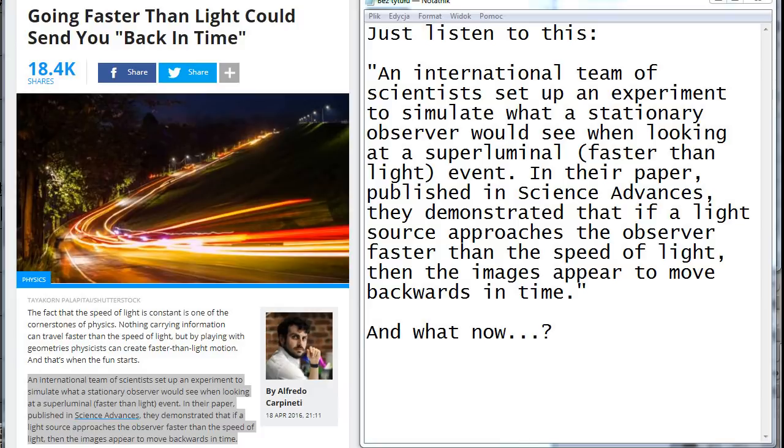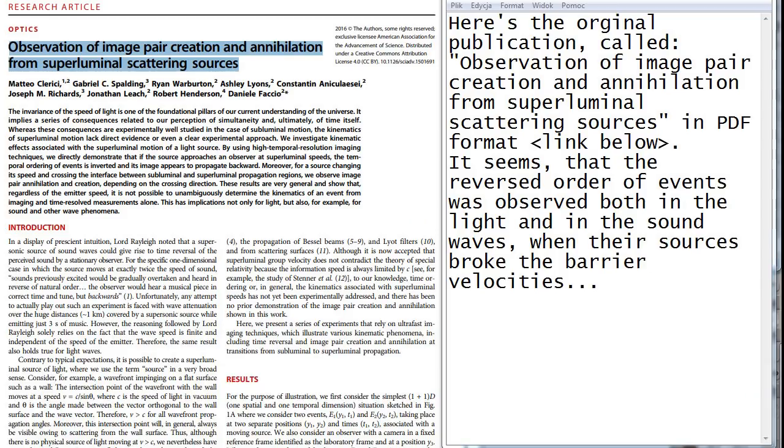And what now? Here's the original publication called "Observation of Image Pair Creation and Annihilation from Superluminal Scattering Sources" in PDF format, link below. It seems that the reverse order of events was observed both in the light and in the sound waves, when their sources broke the barrier velocities.